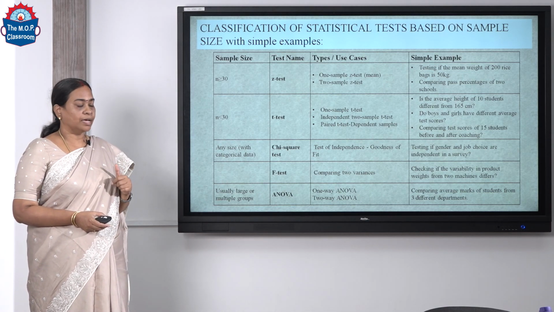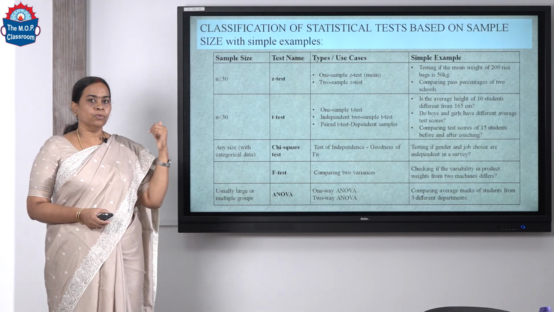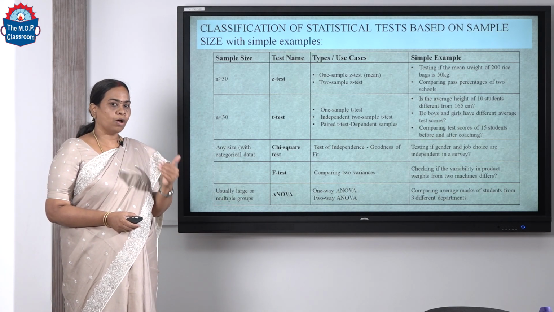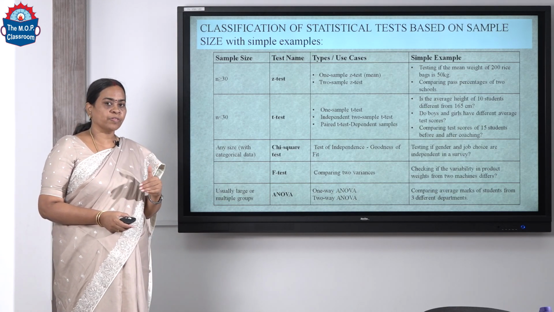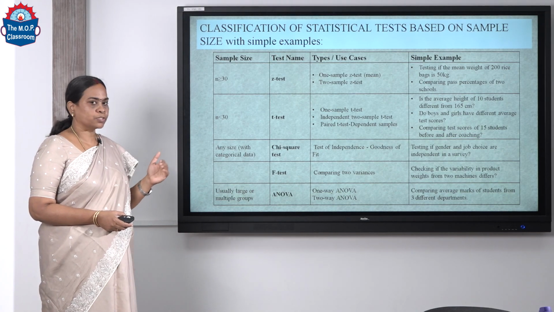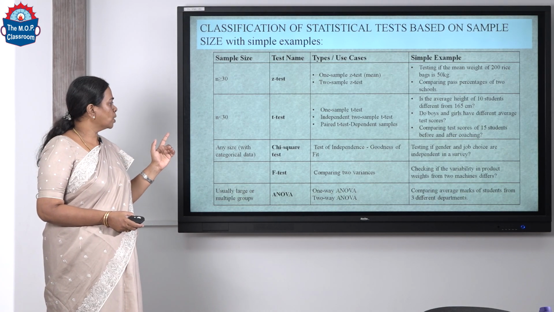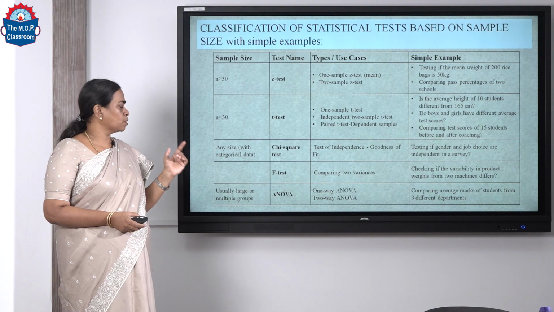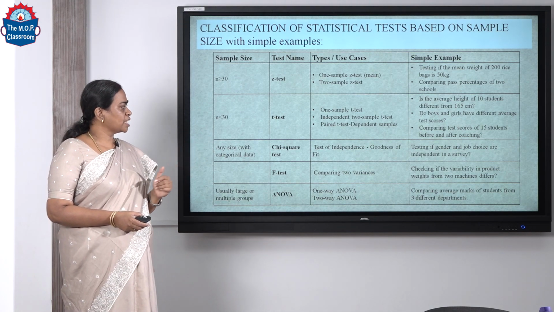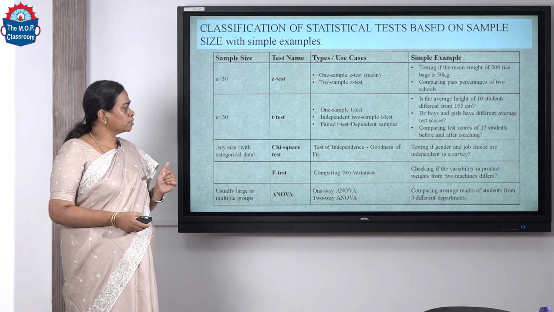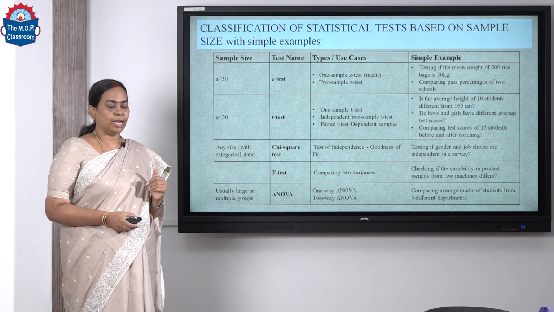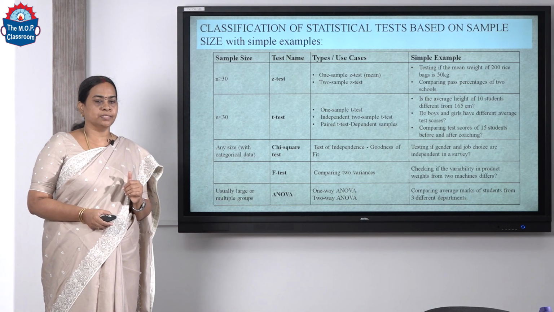Then categorical data. These two are called parametric tests, as I already have told you. Now the non-parametric test, that is it depends upon categorical data, that is the chi-square test. There are two methods in that, one is test of independence of attributes, the other one is goodness of fit. I have given an example for the attributes: test if gender and job choices are independent in a survey.